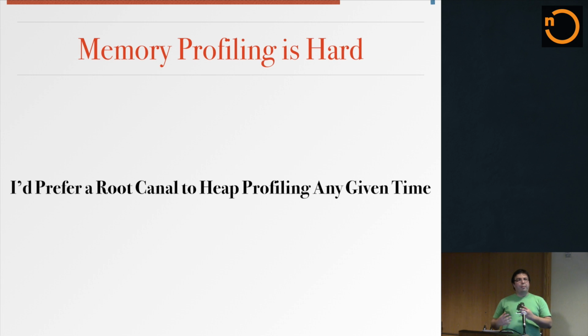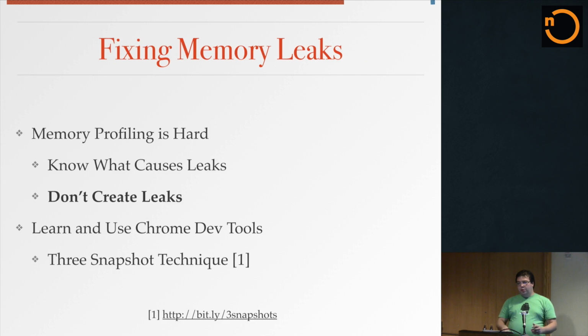And profiling memory is really hard because you have to take a bunch of heap snapshots, and then you have to take diffs of those heap snapshots. I'd prefer a root canal instead of heap profiling every single given moment in time. So the usual approach is to write code that doesn't leak in the first place, instead of trying to figure out what part of your code causes leaks, which is hard to say. You should not create leaks, but how?